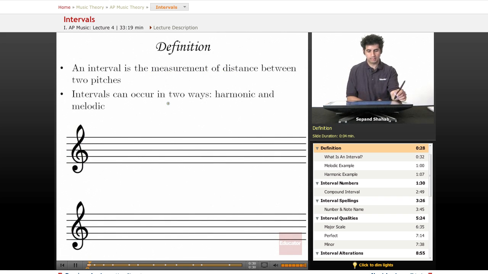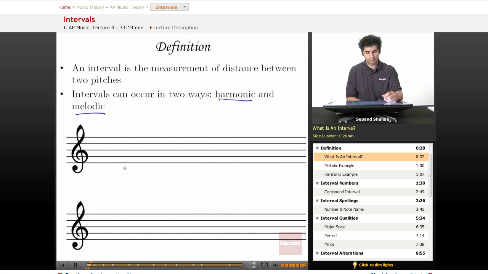So, a little definition of intervals. Basically, an interval is the measurement of distance between two pitches. And these two pitches can occur in two different ways, harmonically or melodically.